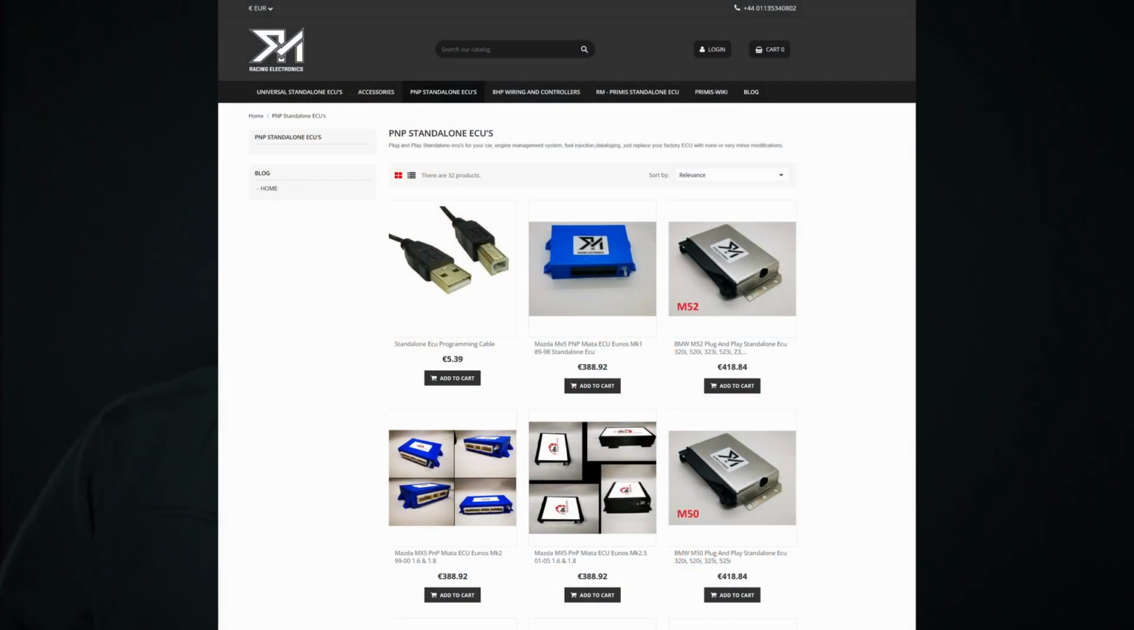There are certain manufacturers or certain ECUs that I would highly advise against buying. This would be RM or low cost racing solutions and the RM electronics ECUs, at least the plug and play units, because they seem to be not good. Looking in Facebook groups or reviews in general of these ECUs, they have a lot of problems.